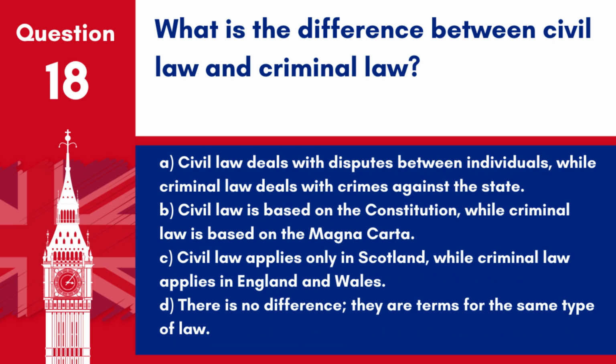Question 18. What is the difference between civil law and criminal law? A. Civil law deals with disputes between individuals, while criminal law deals with crimes against the state. B. Civil law is based on the Constitution, while criminal law is based on the Magna Carta. C. Civil law applies only in Scotland, while criminal law applies in England and Wales. D. There is no difference. They are terms for the same type of law.